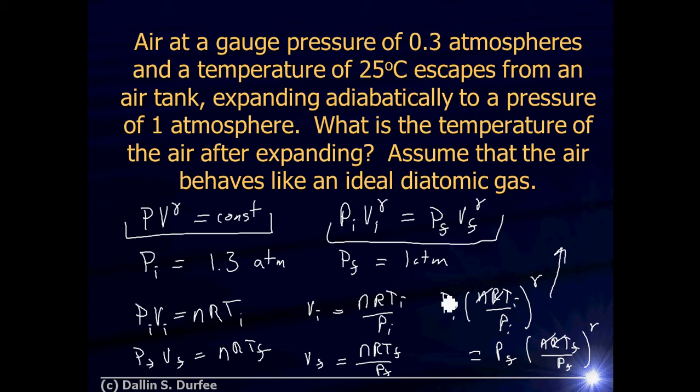And then I've got pressure to the first power divided by pressure to the gamma power. So this is just going to be pressure initial to the 1 minus gamma. Then we've got initial temperature to the gamma, so T initial to the gamma is equal to the same thing with the final pressure and temperature. So the equation we came up with was pressure initial to the 1 minus gamma times temperature initial to the gamma is equal to pressure final to the 1 minus gamma, temperature final to the gamma.